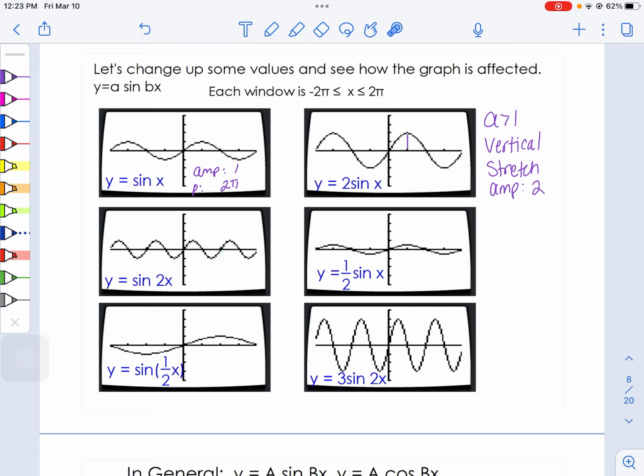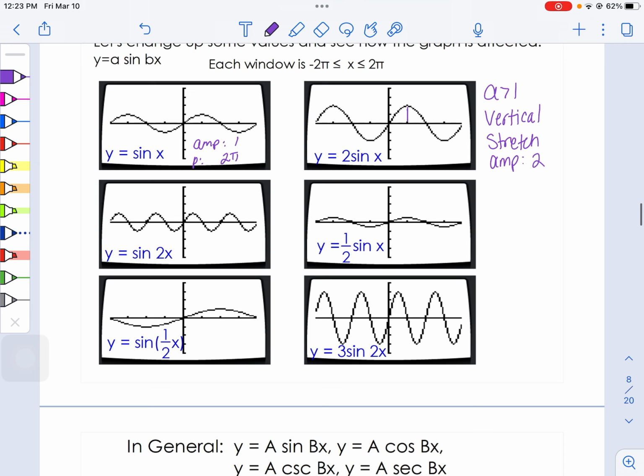So it's increasing the wave speeds essentially. So now you have 2 full cycles in 1 period as before. So this one doubles the waves, or it decreases the cycle. So this one has a period of pi now instead of just 2 pi.